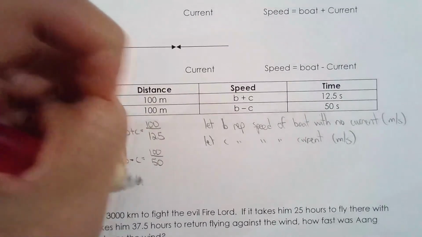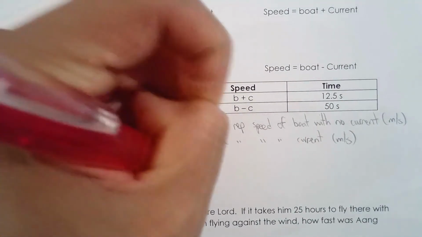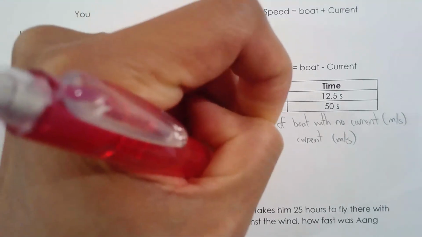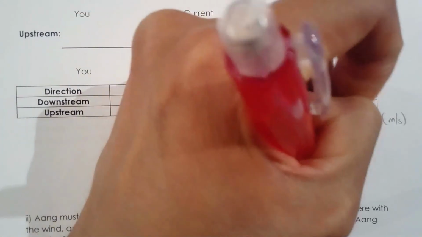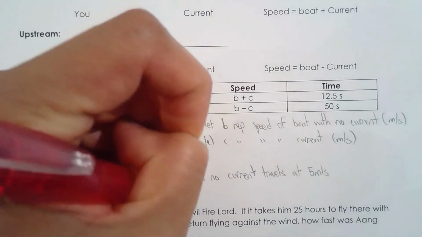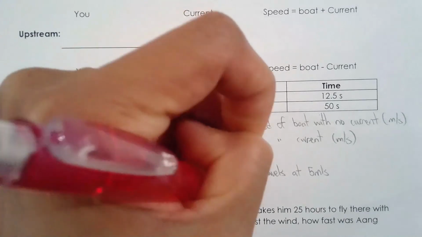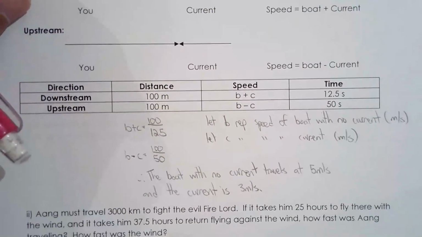So therefore, the boat with no current travels at 5 meters per second, and the current is 3 meters per second. The current's actually very strong.